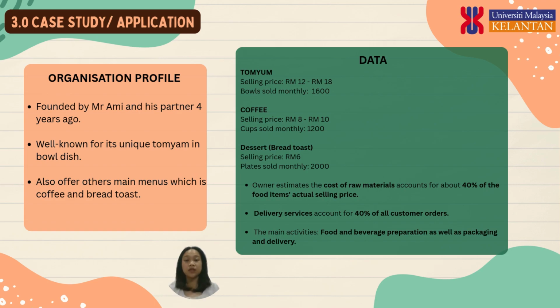The owner estimates that raw material costs account for 40% of the selling price, and the same percentage estimation is also applied to delivery service from all customer orders. The restaurant's main activities revolve around food and beverage preparation as well as packaging and delivery, making it an ideal case for applying the ABC method to reveal the true cost of its operations.